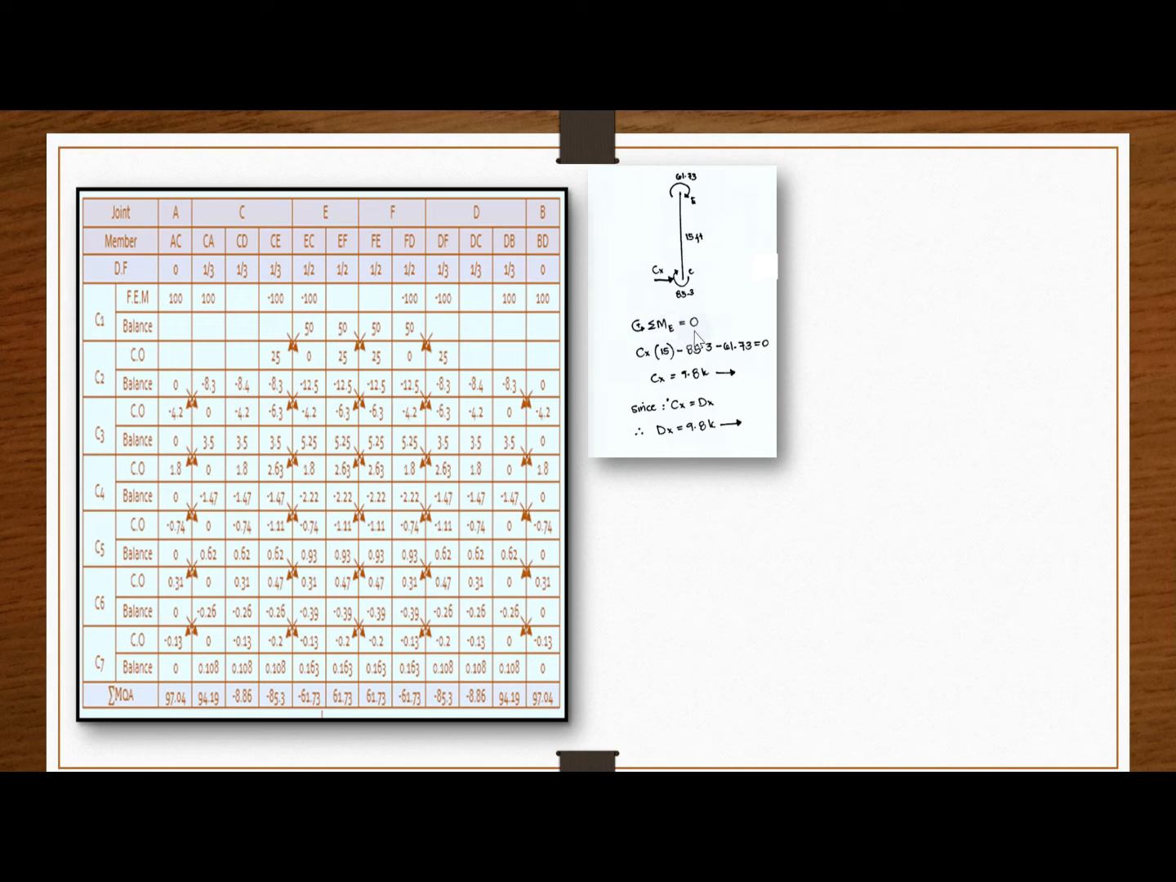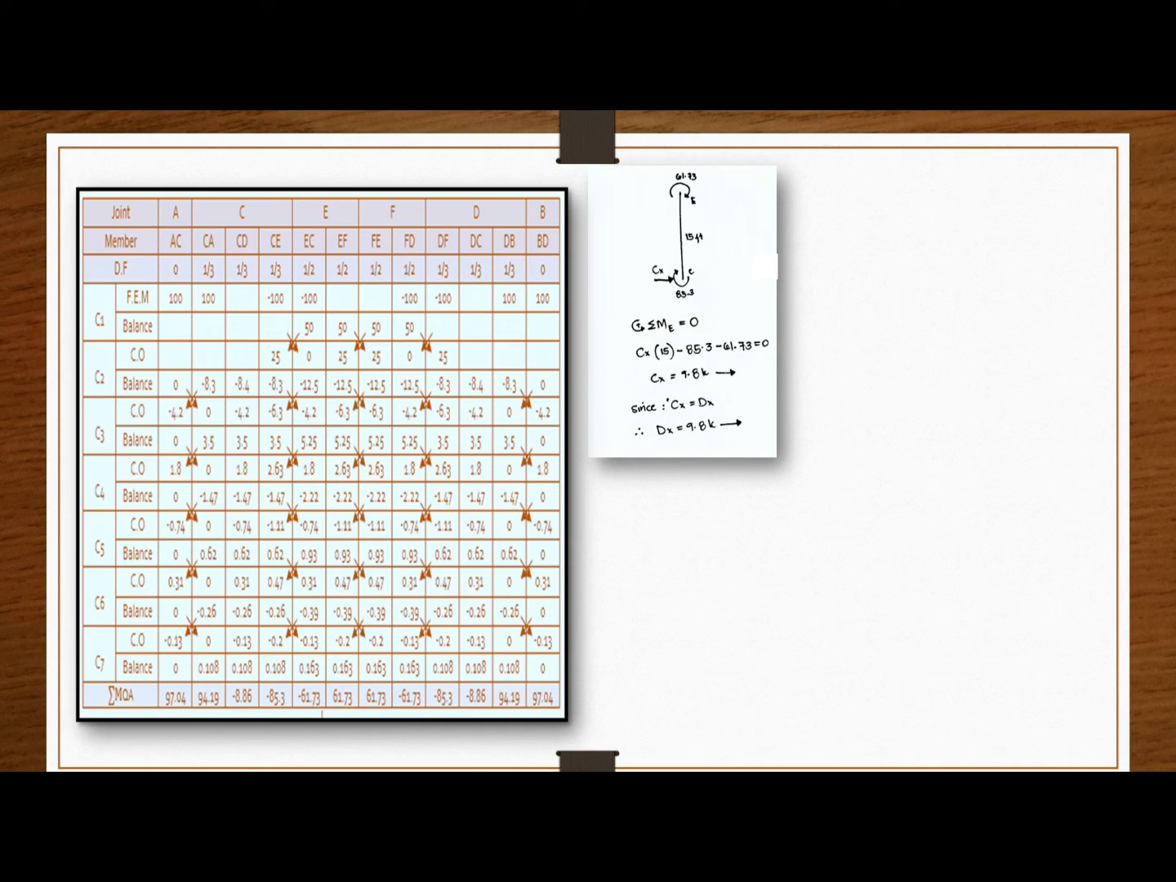Summation of moment E is equal to 0. So our CX is equal to 15, which is our length, minus 85.3 minus 61.73 is equal to 0. So our CX is equal to 9.8 K to the right, so positive. Since CX equals DX, why?